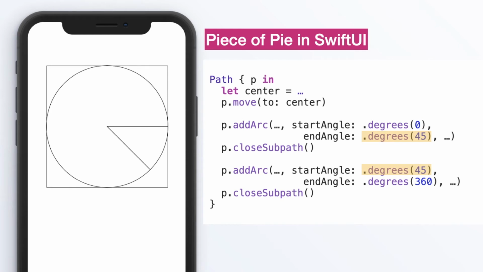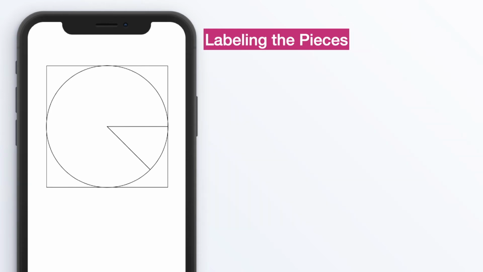So now we know how to draw a pie chart, but there are still a few more issues we have to tackle. One of the issues is labeling the pieces. Now 45 degrees could stand for anything. For example, it could be an asset class like stocks, or it could be something else. In any case, we want some kind of label that can tell the user what this 45-degree piece of pie represents. So let's say we want to name it stocks.